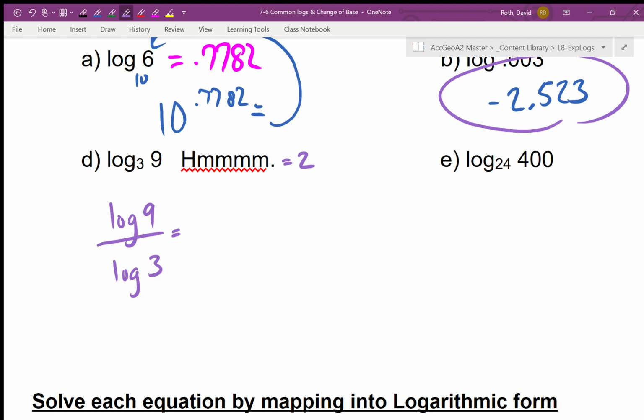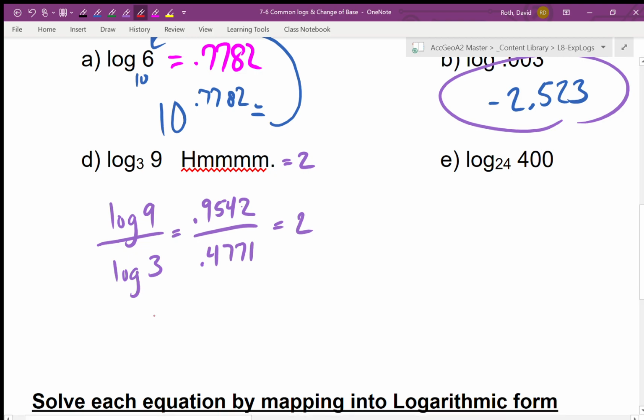Actually, I didn't write these down. I have to do these. Log of 9 is 0.9542, log of 3 is 0.4771, and if you divide those out, 0.9542 divided by 0.4771, guess what you get? 2.